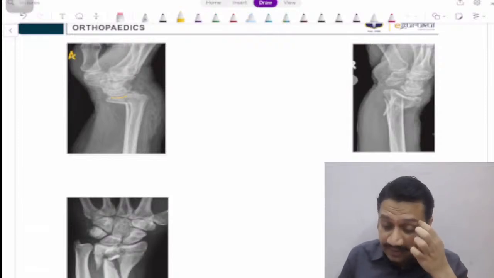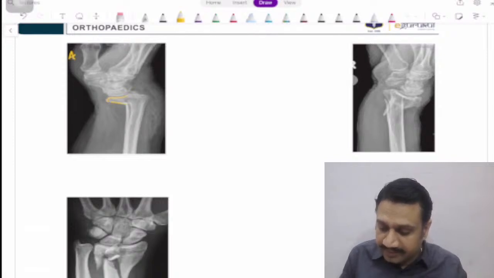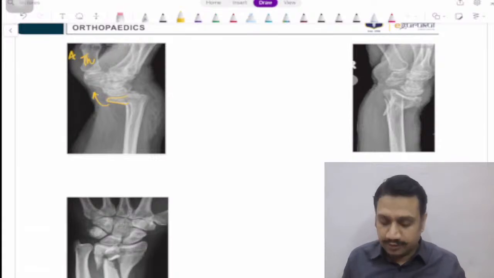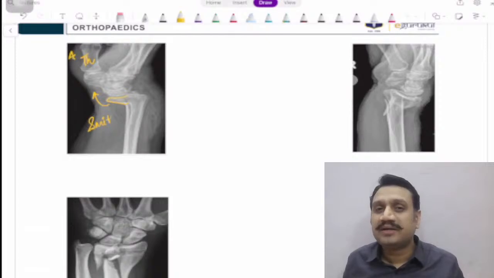And if you look at the other one, image B, the distal fragment is facing towards the dorsal side, right? So the second one is Colles. So when the fragment goes on the dorsal aspect, we call it Colles. When it goes on the palmar side, we call it Smith.